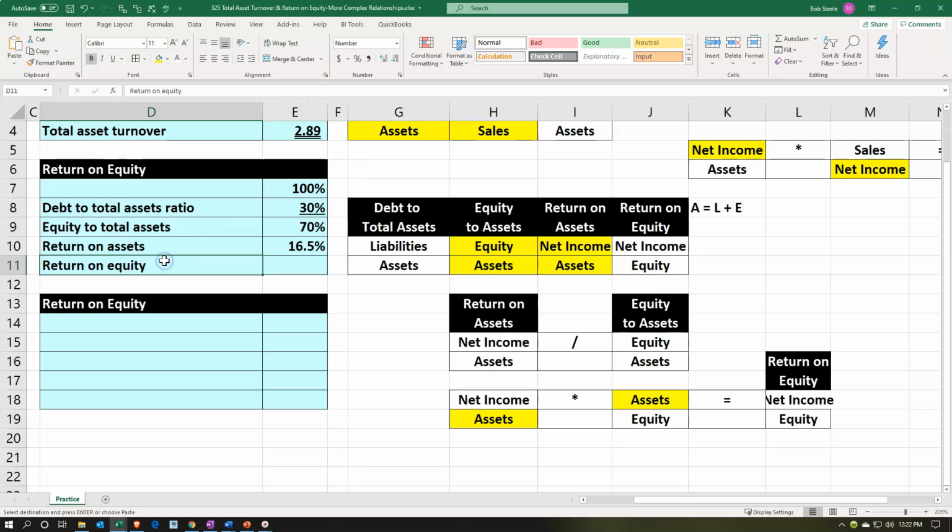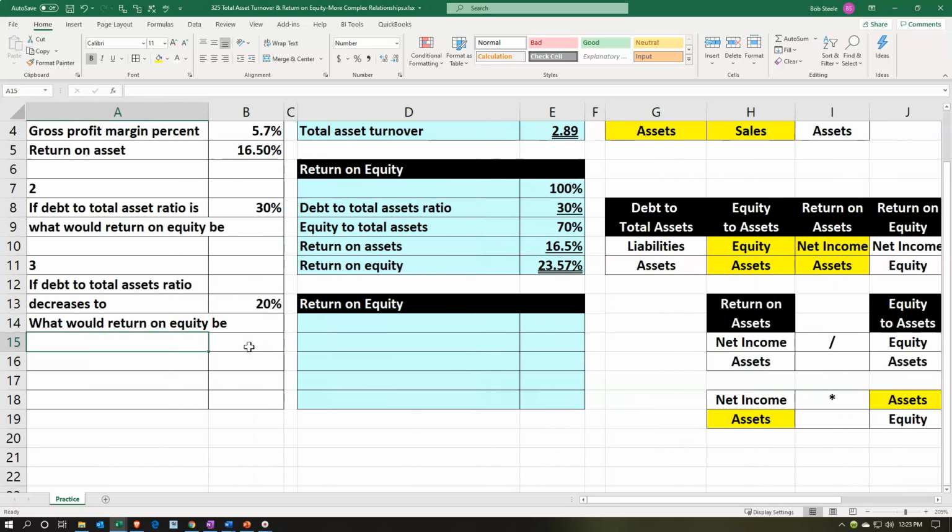So we'll say, all right, return on equity is going to be equal to this number divided by this number. Let's make that a percent. Home tab, numbers, percent. We'll add some decimals to it. Let's double underline it. Home tab, font, double underline. Then we'll put an underline up top here as well. So there we have that.